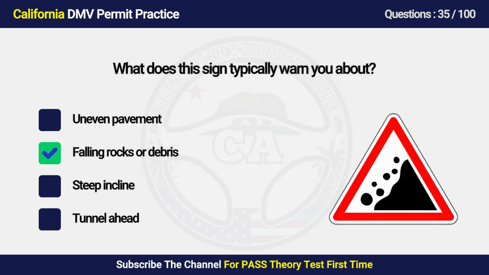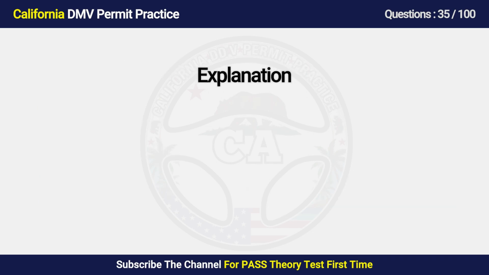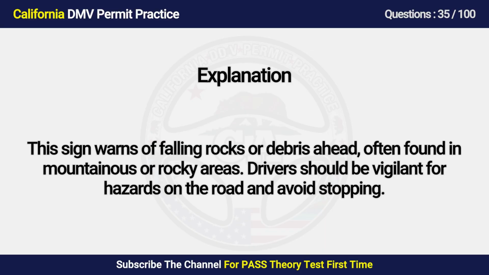Answer is B, falling rocks or debris. This sign warns of falling rocks or debris ahead, often found in mountainous or rocky areas. Drivers should be vigilant for hazards on the road and avoid stopping.